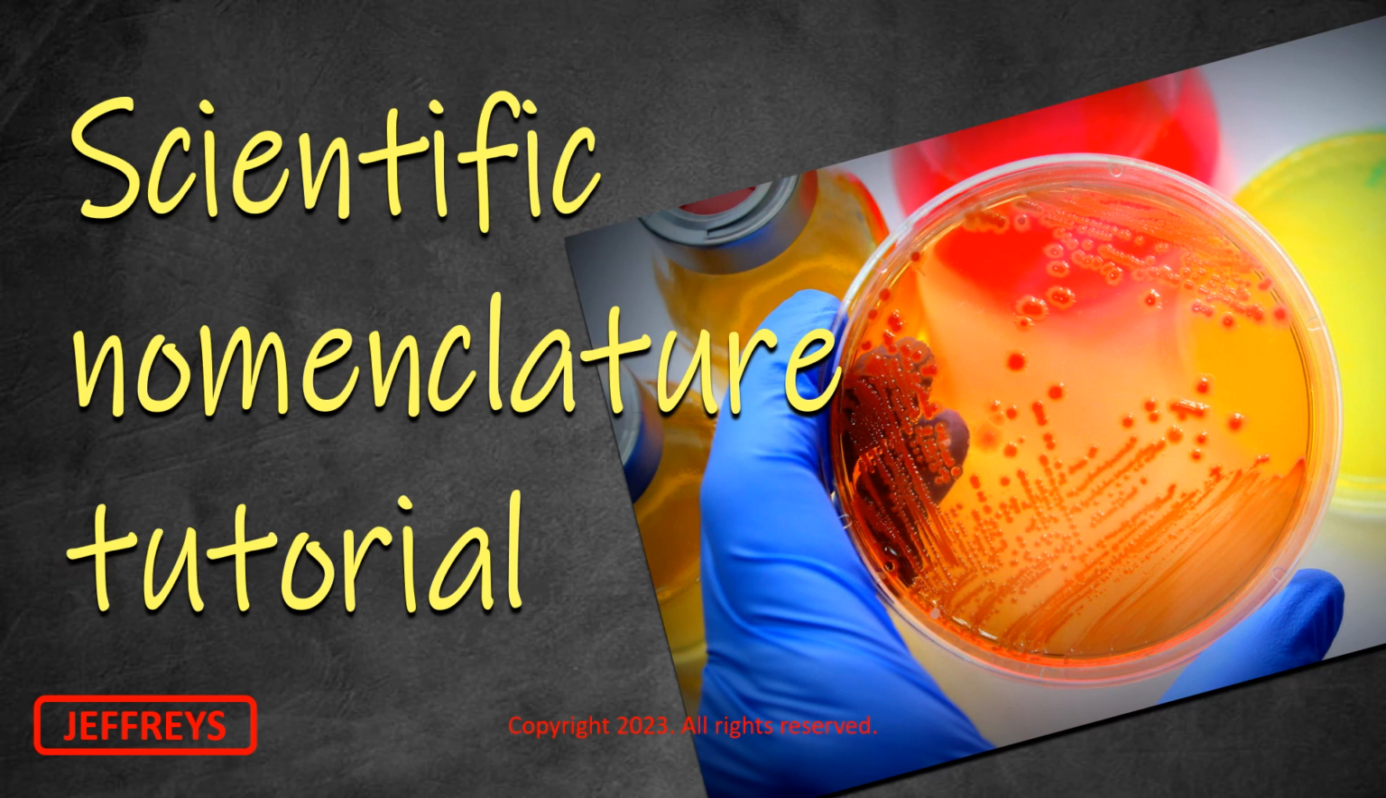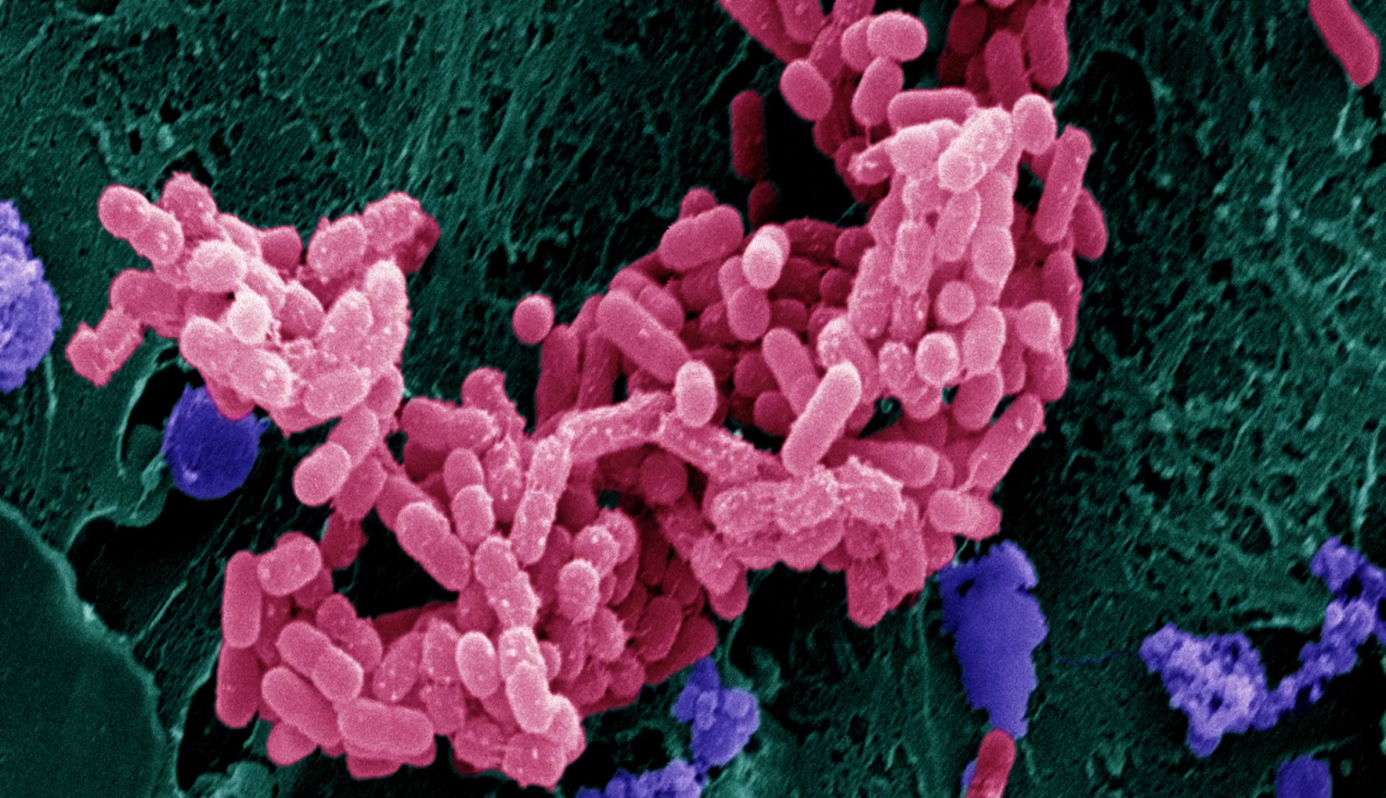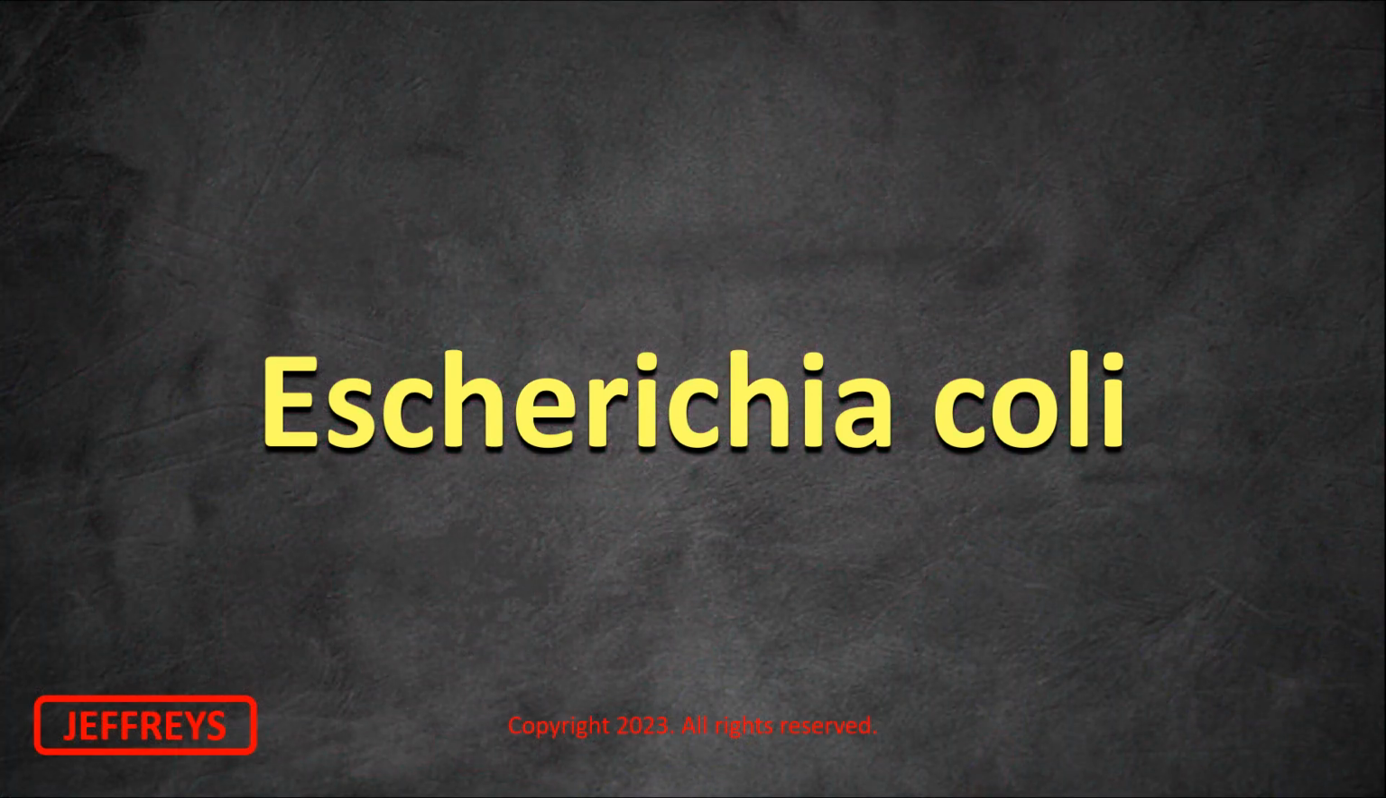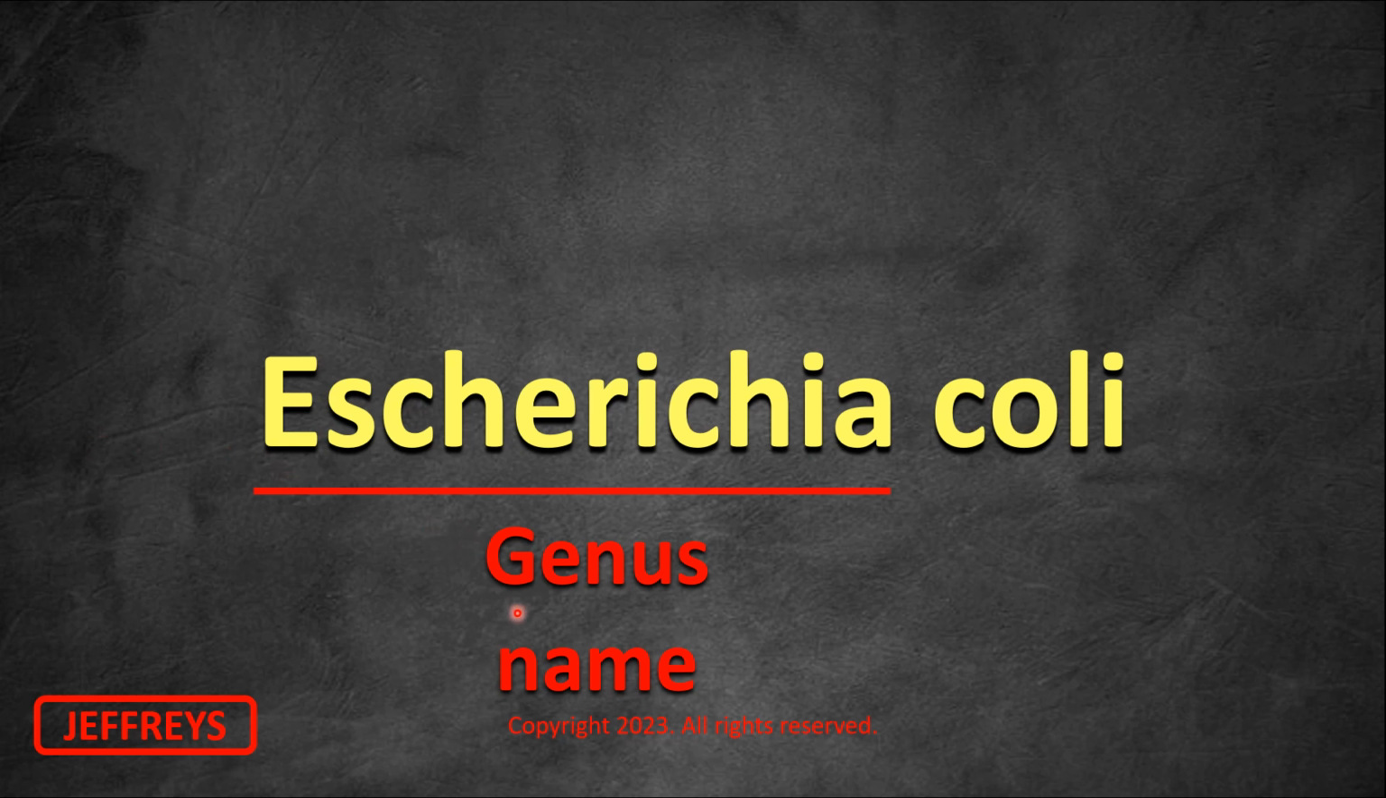Alright, welcome to this very short video on scientific nomenclature. So here is a micrograph of the organism Escherichia coli. Escherichia coli, that's the scientific name. You know it better as E. coli. And scientific names come in two parts, as you can see here. This first part is the genus name, that's Escherichia, and the species name is coli.